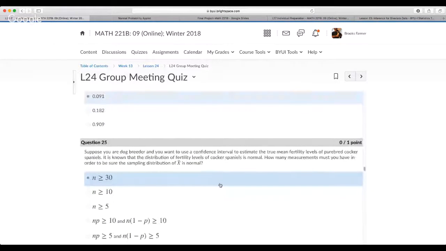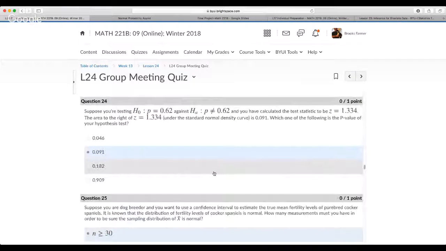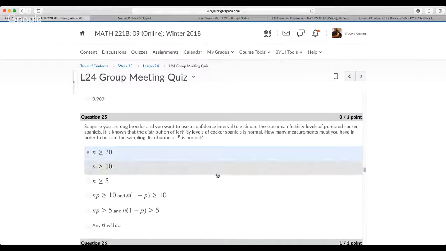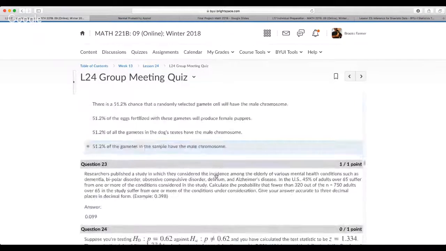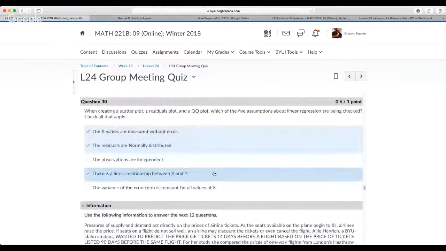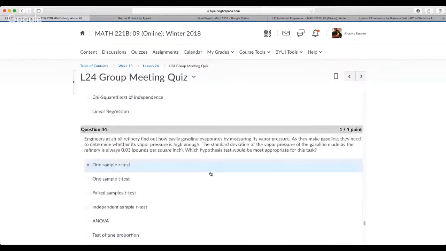All right, with 24, I'm going to select A. 0.046. Yeah, we have no clue on that one. I'll have to ask it. For 25, I'm going to go with B, n is equal or greater than 10. Yeah, that sounds good to me. Okay. And then 30. It's A, B, and D. All right. And I'm pretty confident on that one. I just misread the question last time. So now submit.